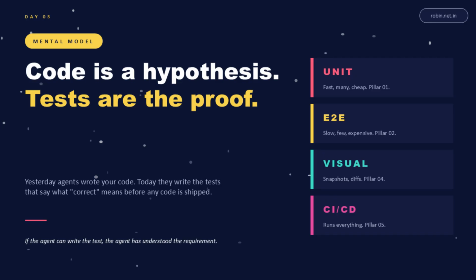The right column is the test pyramid. Unit tests fast and many. End-to-end tests slow and few. Visual tests for what the others miss. CI/CD running everything continuously. If the agent can write the test, the agent has understood the requirement. That's your gate. No test, no merge.